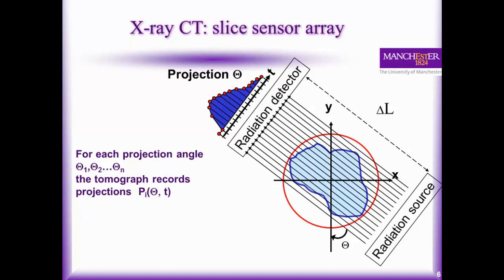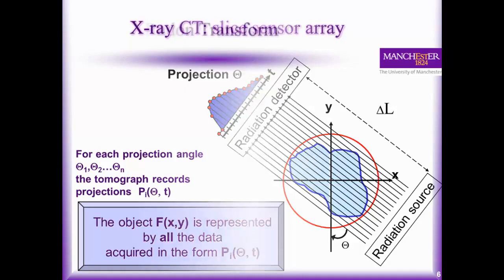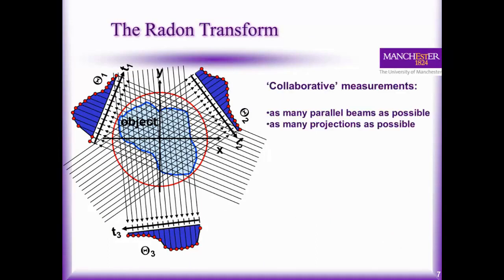For each projection angle, theta, the tomograph records the projections, which are these blue functions. So we have projections which are a function of the angle, and of course of this coordinate, which enumerates the detectors. Therefore, the object, which is normally represented by the function of x and y, is represented by all the data acquired in the form of theta and t functions, which is obviously pointing to something which is a transform. If you have three angles, for example, the picture becomes a little more difficult to trace, but anyway, they are all shadows of that object at a particular angle.